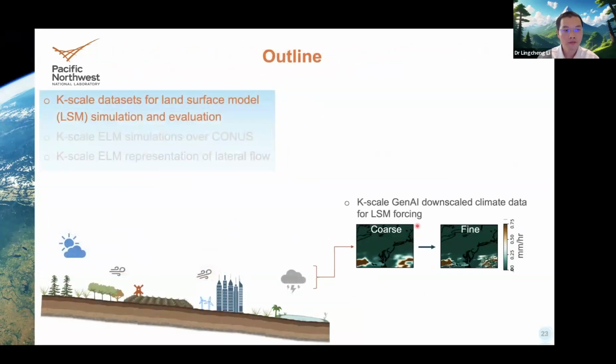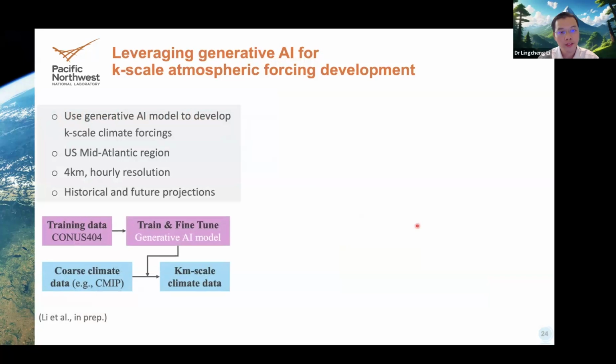The third part of the dataset we are developing is using K-scale generative AI to downscale climate forcing. Generative AI is a very powerful tool and a cutting-edge machine learning method. In this study, we develop these generative AI models and use the US Mid-Atlantic region as the case study region, and we develop the dataset at 4-kilometer hourly resolution for both historical and future projections. This will be very useful to assess the climate change impacts.